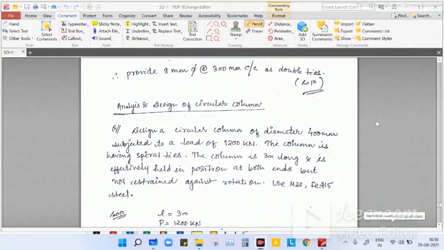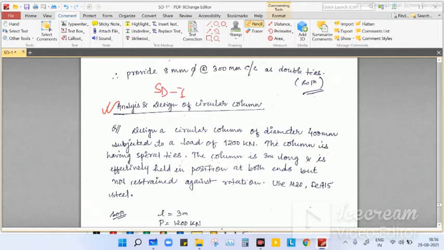Hello students, today we will discuss analysis and design of circular column. This topic is from Structural Design 1, 4th Sem, Civil. Okay, subject code is Theory 1.